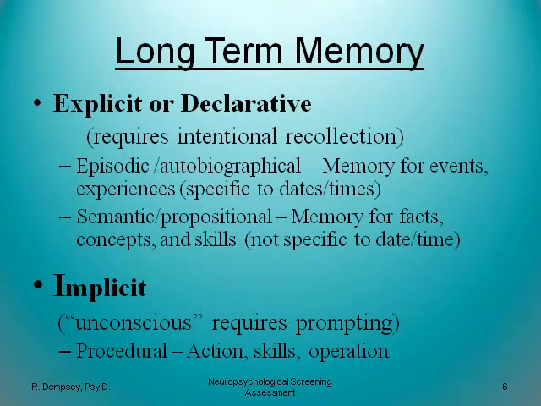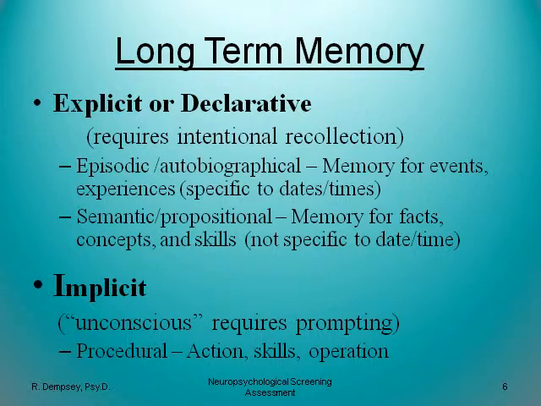Semantic memory is for facts, concepts, and skills, and those are specific to date and time. That's also with explicit memory. With implicit, it goes for procedural memory. Implicit is the unconscious, non-intentional memory that really comes about for understanding different types of procedures. One of the examples, I don't know if I put it up here, action skills, operations, all of those can be under procedurals, like riding a bike.